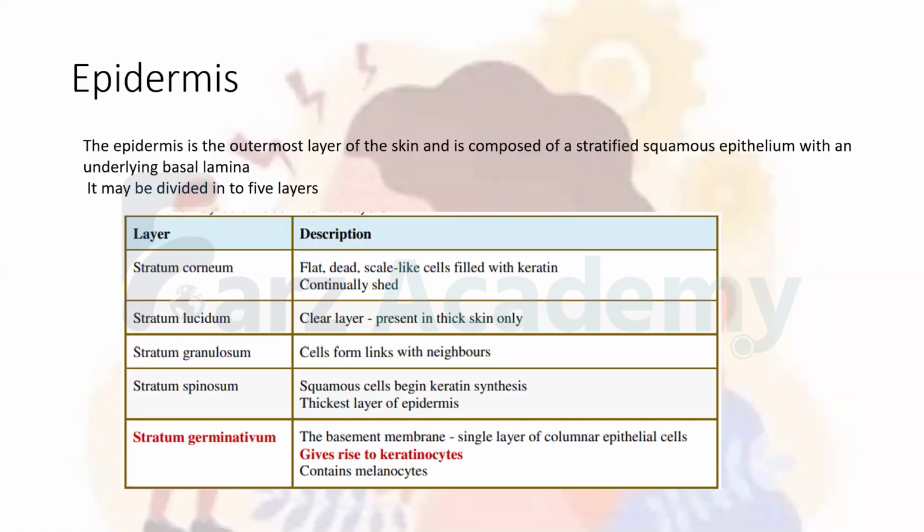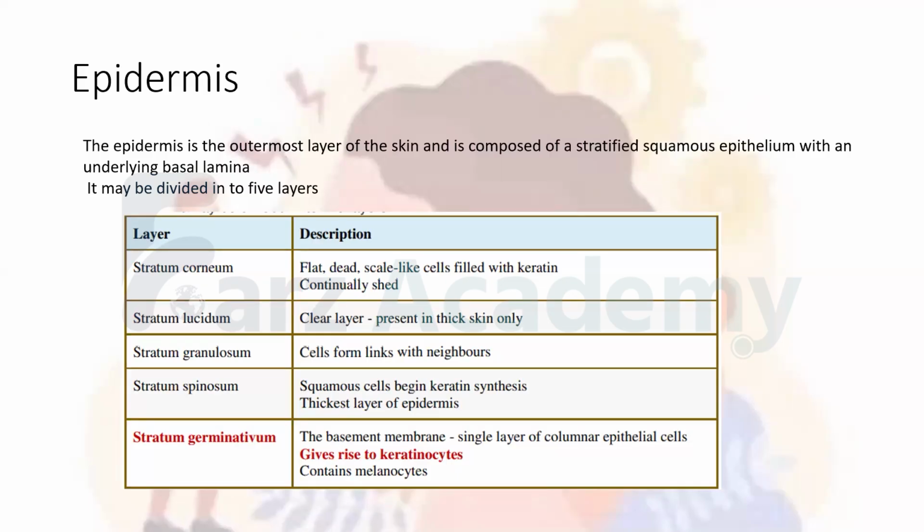The next layer is the stratum lucidum. This is a clear layer present in thick skin only. Wherever you see thick skin, for example in palms and soles, you will find this layer. The next is the stratum granulosum. It is the layer which forms links with the neighboring cells. Next is the stratum spinosum, which has squamous cells that start the keratin synthesis necessary to provide keratin for the topmost layer. This spinosum layer is the thickest layer of the epidermis. Just remember this. They can ask you which is the thickest layer of the epidermis, and that is the stratum spinosum.